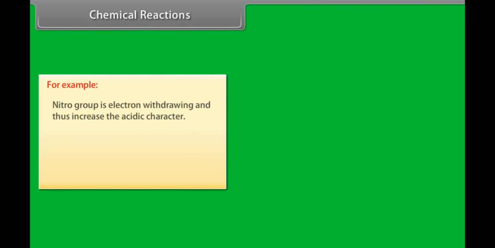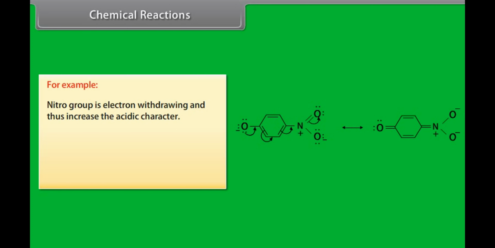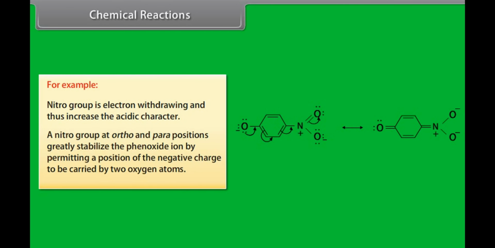For example, nitro group is electron withdrawing and thus increases the acidic character. A nitro group at ortho and para positions greatly stabilizes the phenoxide ion by permitting a portion of the negative charge to be carried by 2 oxygen atoms.